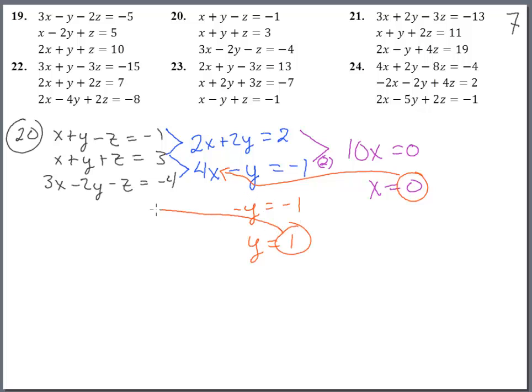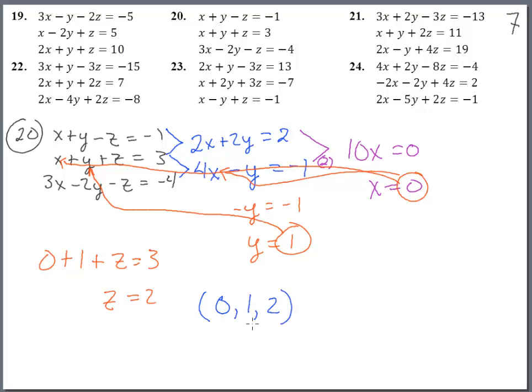We stick in y. Let's pick that one right there. That looks like an easy one to solve for z, and this 0 comes over here like that. So we get 0 plus 1 plus z equals 3. 1 plus z equals 3, subtract 1, and we get z equals 2, which means that our solution is x, y, z, 0, 1, 2.